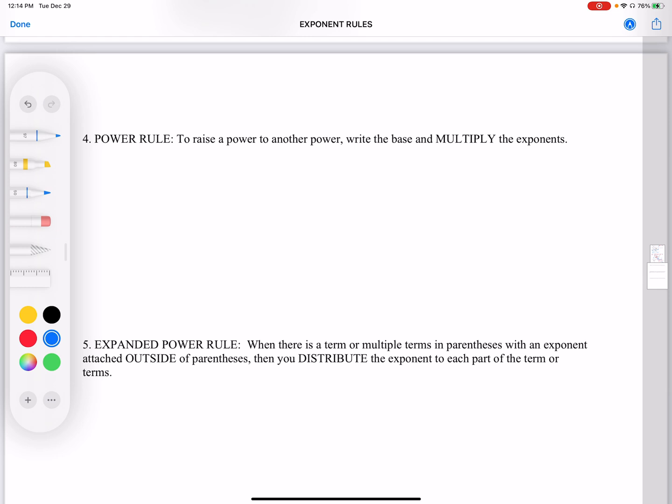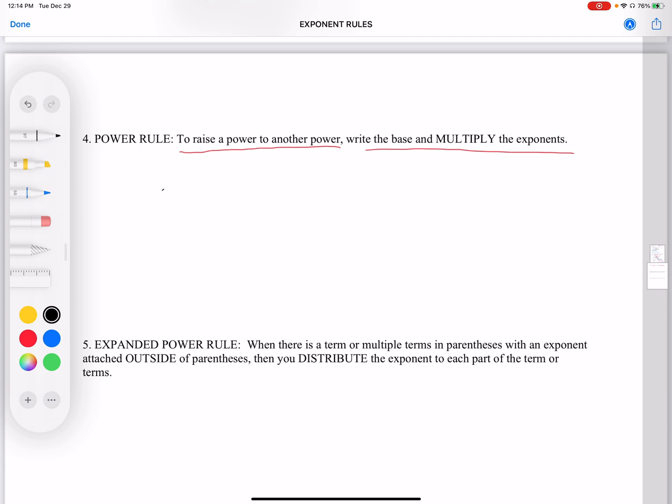Power rule. Okay. The power rule says that if I raise a power to another power, then I'm going to write the base and multiply the exponents. You're saying to yourself, what? Huh? I get it. Let's think about what this means.